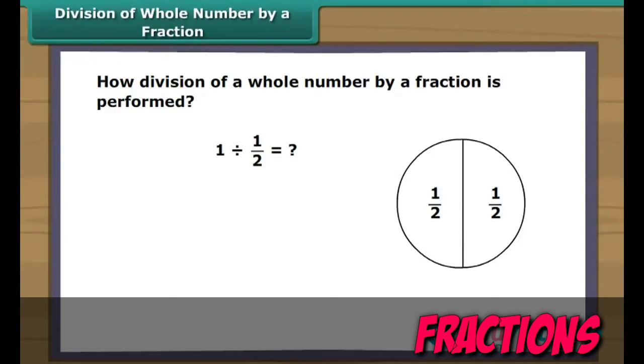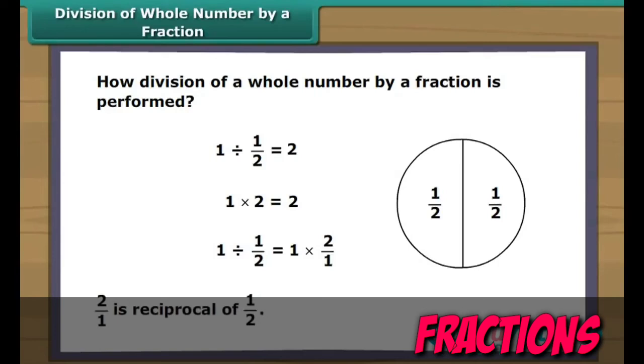So we can say that 1 divided by 1/2 is 2, but 1 multiplied by 2 is also 2. Thus 1 divided by 1/2 is equal to 1 multiplied by 2 upon 1. 2 upon 1 is the reciprocal of 1 upon 2.